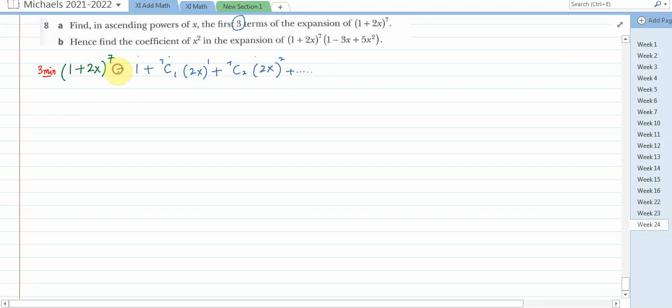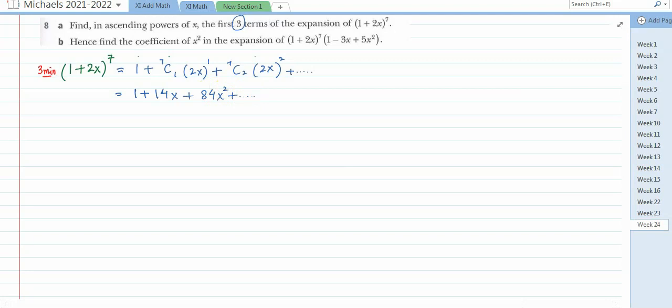And now it will be 1 plus 7C1, which is 7, 7 times 2 is 14x, plus 7C2, which is 21, 21 times 4 is 84x square, and it still goes on. So that is your first part answer.